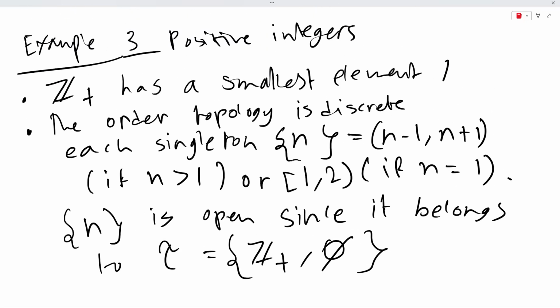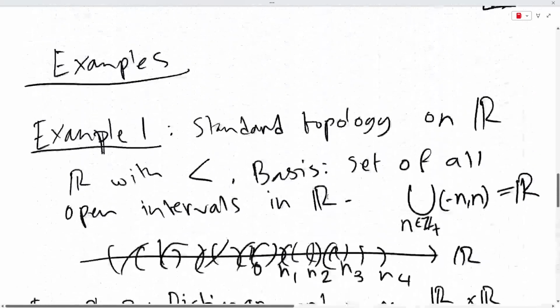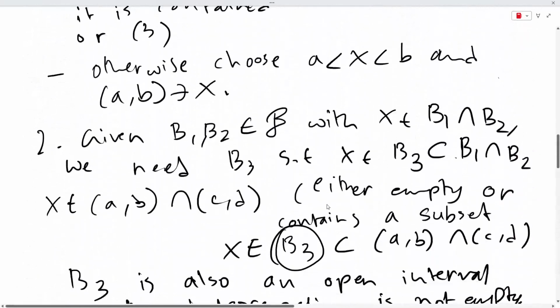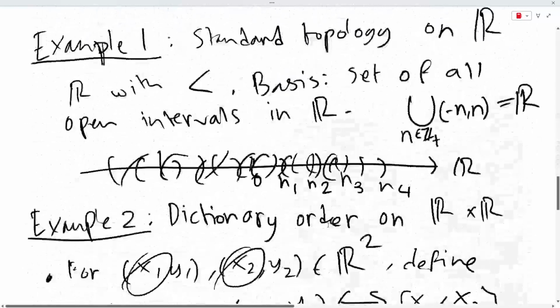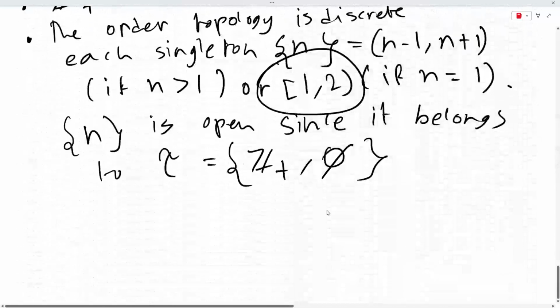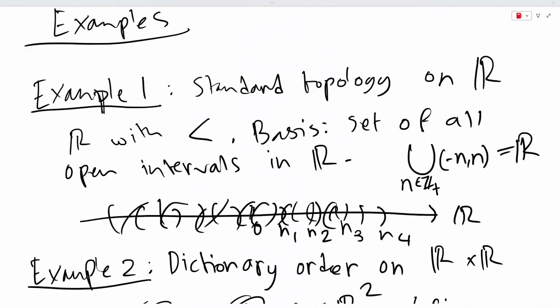So now we use basis of this form and this form. We also use this form here as the basis because, as I've shown in the first type 2 basis for the order topology, this second type here applies because there is a least element of the positive integers and that's 1. So I think we are finished with these examples. This should be intuitive enough.